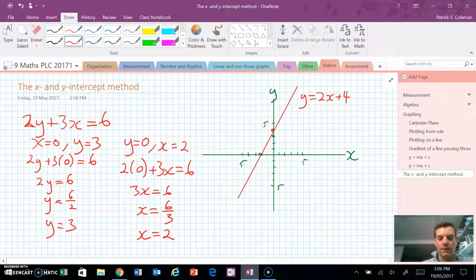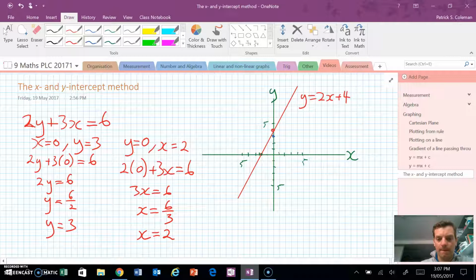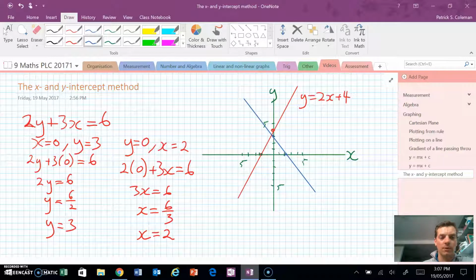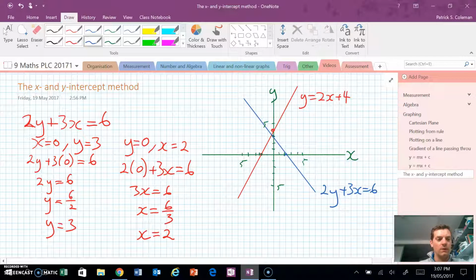So again, we're going to plot that. Y is equal to 0, so at some point along the x-axis, and it's intercepting at 2. Just there. Put it in there, and again we'll try and draw a nice straight line. There we go, going through that point, and again we'll label it as 2y plus 3x equals 6. So there we have it, x and y intercept method.